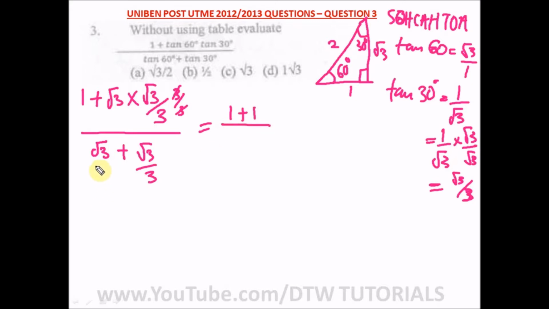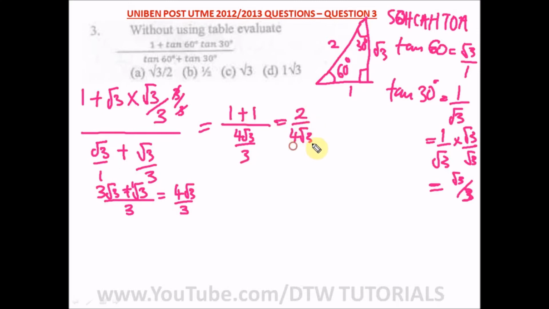Okay, let's solve our denominator. Here, let's look for the LCM, which is 3. 3 times root 3 gives us 3 root 3, plus 1 times root 3, which gives root 3. So we are left with 3 root 3 plus root 3 over 3. There's a 1 here, so we just say 3 plus 1, which gives us 4 root 3 over 3. Okay, so here we have 4 root 3 divided by 3. And 1 plus 1 is 2, so we have 2 divided by 4 root 3 over 3.